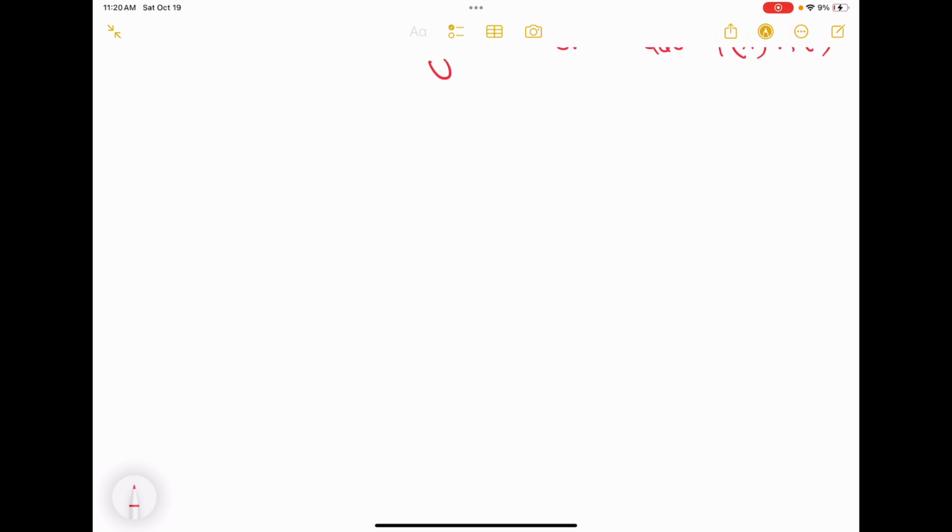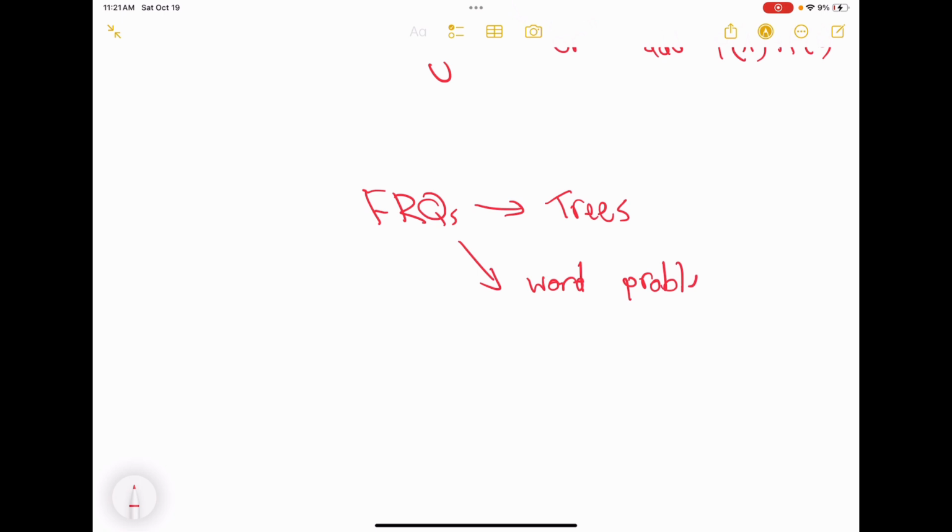Okay, now let's talk FRQs for a second. I'm not going to give you an exact breakdown, but I will tell you that trees will show up on the FRQs, either where you have to make a tree or where you have to fill in gaps on a tree, okay? So know how a tree is notated and functions. You will definitely have word problems, I mean, that comes with the territory, right? You will have at least one word problem.